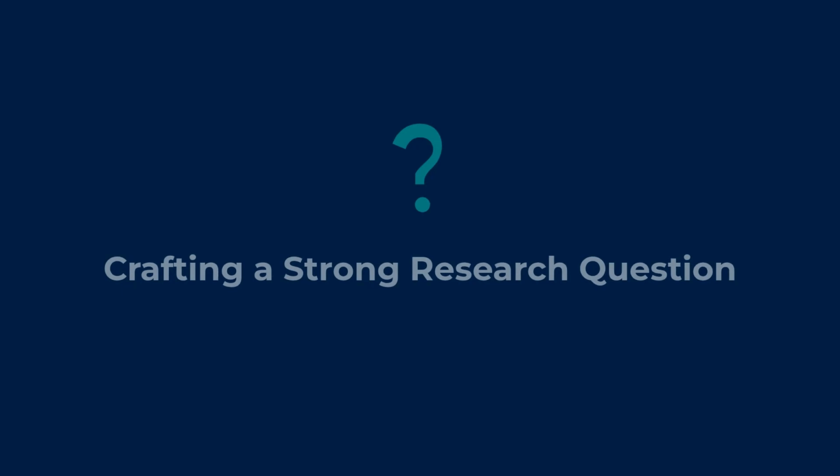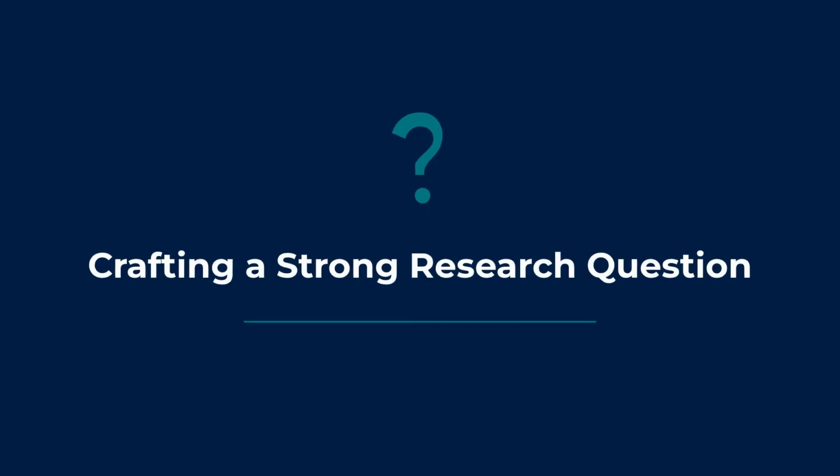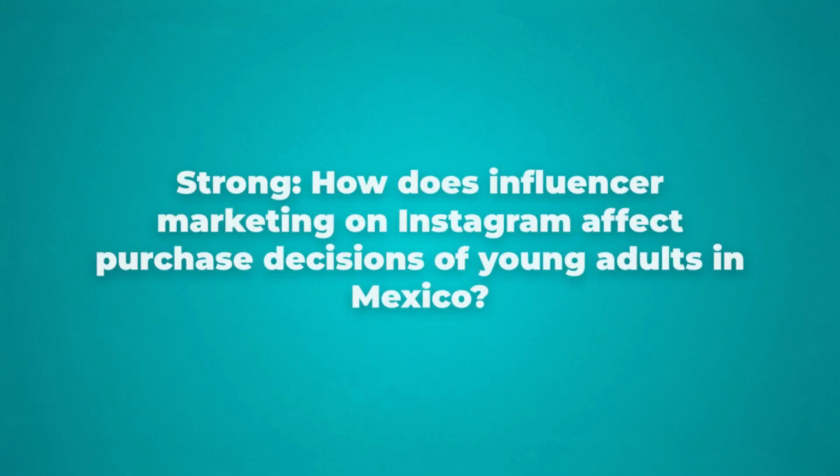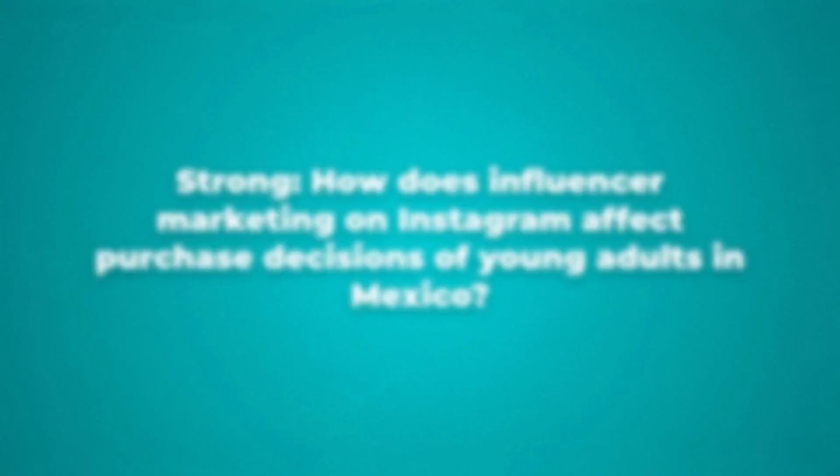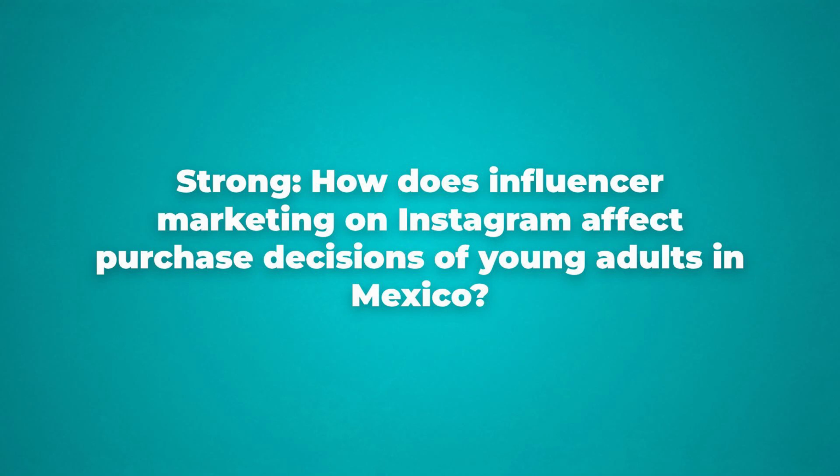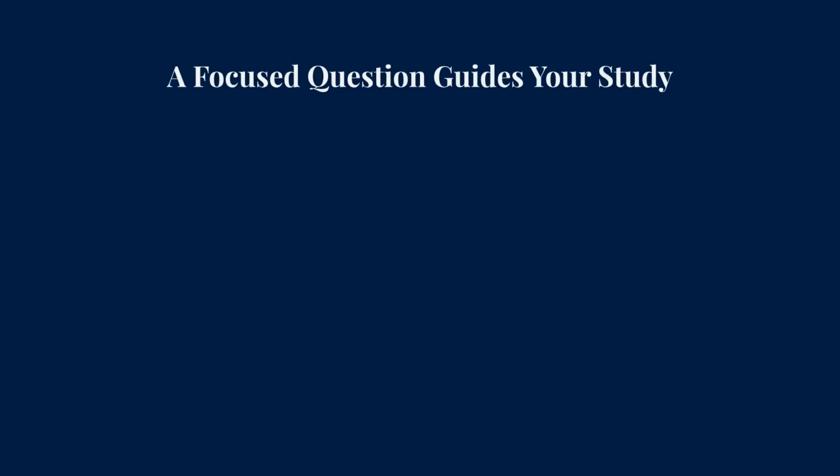Once your topic is clear, you need to write one strong research question. A weak question would be, how does marketing work? While a strong one would be, how does influencer marketing on Instagram affect purchase decisions of young adults in Mexico? A focused question guides your entire study.